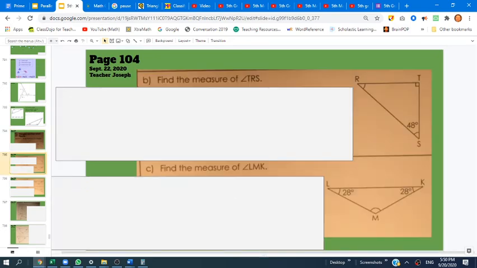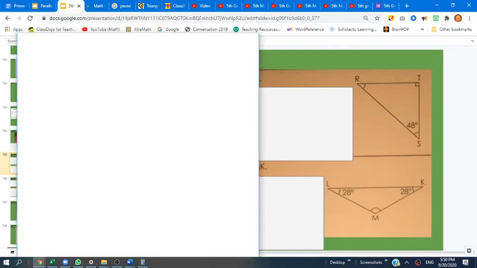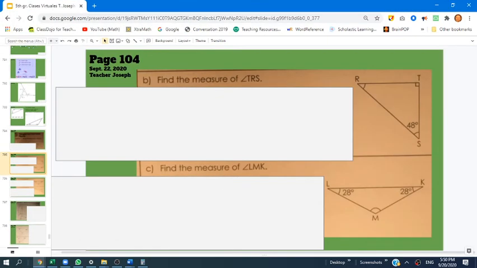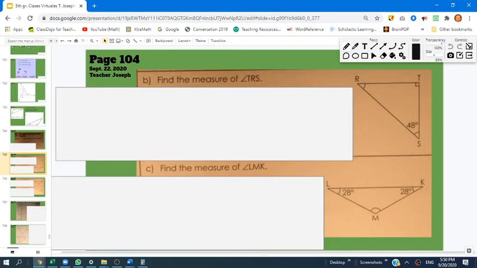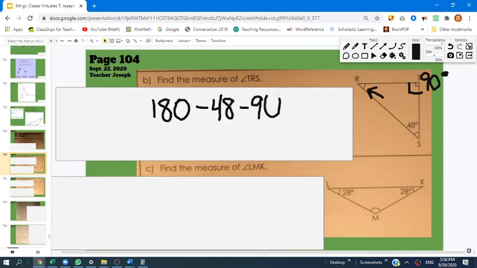The next problem says that we're supposed to find the measure of angle TRS. All right, so TRS is right here. TRS is right there, that one right there. And we know that this angle is special. This is a right angle, so that means it's already 90 degrees. So I know that the measure of angle TRS is going to be 180 minus 48 minus 90.